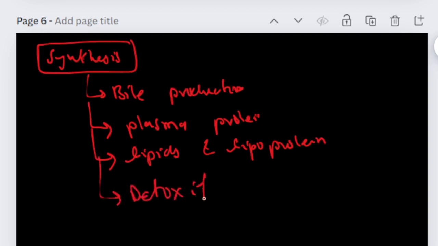Just we will explain detoxification here. The detoxification also occurs here. Okay, and after this we will explain the storage. Glycogen, vitamin, mineral, blood reservoir, these are stored in the body.